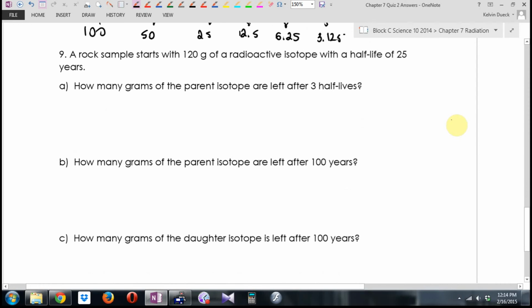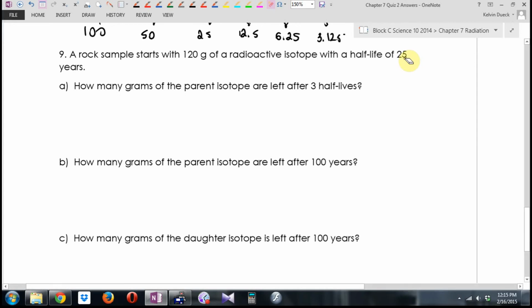A rock sample starts with 120 grams of a radioactive isotope with a half-life of 25 years. I just made something up because I didn't want to use real-world examples. How many grams of the parent isotope are left after 3 half-lives? By the way, 3 half-lives, how many years in this question? 75, 1 half-life is 25 years, so 3 half-lives would be 75 years.